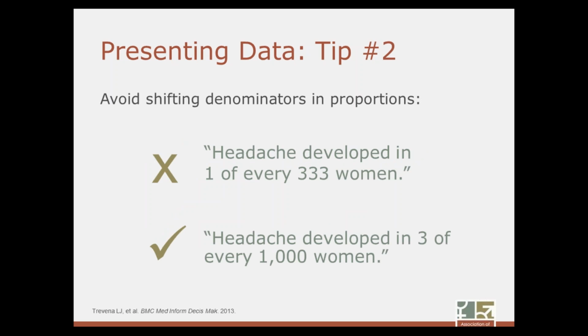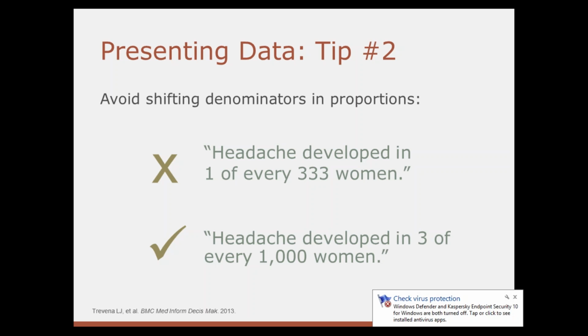We also recommend that you avoid shifting your denominators in proportion. You want to change your numerator and keep your denominator of 1,000 or 100,000. Keep your denominators the same, because many people think that 1 in 400 is more than 1 in 200 if they're not familiar with statistics or if they're not thinking about it deeply. So instead of saying headache developed in 1 of every 333 women, you would say headache developed in 3 of every 1,000 women. And that is a more clear way to present that.